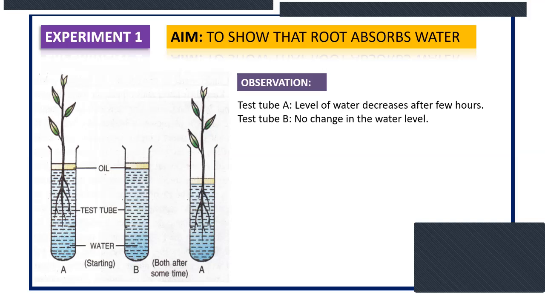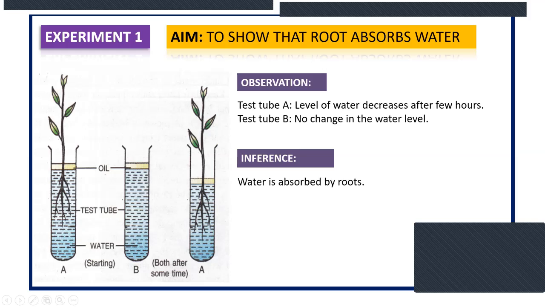Now, why is it so? Why has the water level in test tube A fallen? This indicates that water is lost from test tube A. How does water loss occur? Here, water is lost from test tube A because it was absorbed by the root. Whereas there is no plant in test tube B, so there is no loss of water in test tube B. So the inference is that water is absorbed by the root.